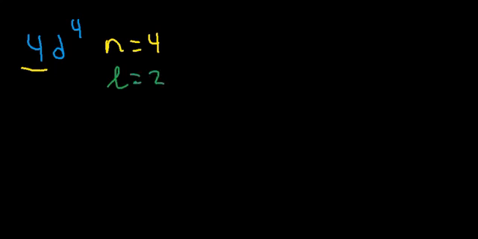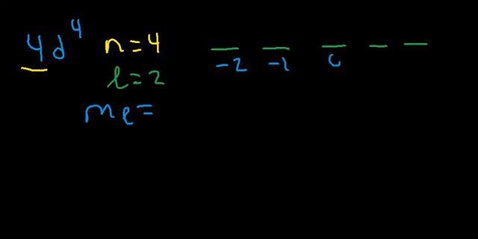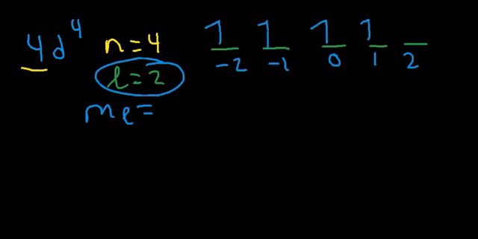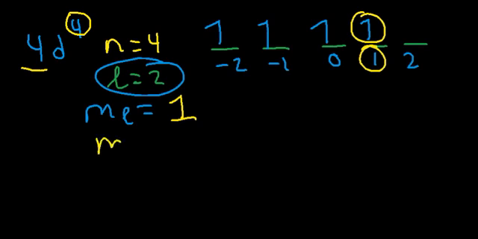Let's try 2 more examples. Let's try 4d4. N is 4, and for D, L is 2, because for S, L is 0, for P, L is 1, and for F, L is 3. Now the D sublevel has 5 orbitals, and so ML can vary between -2, -1, 0, 1, and 2, because L is 2. So here's the 1st arrow, 2nd, 3rd, 4th. We're interested in the fourth arrow, and it landed on the orbital that has a value of 1. And because it's an up arrow, the spin is positive 1/2.